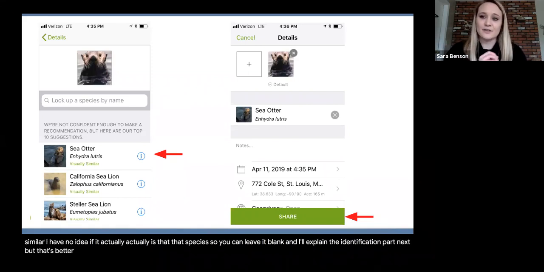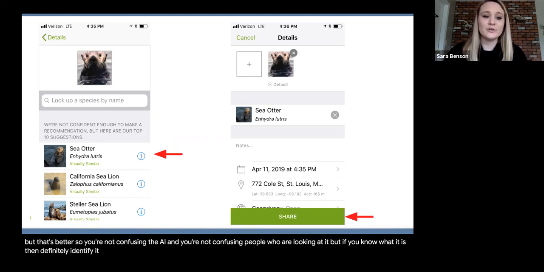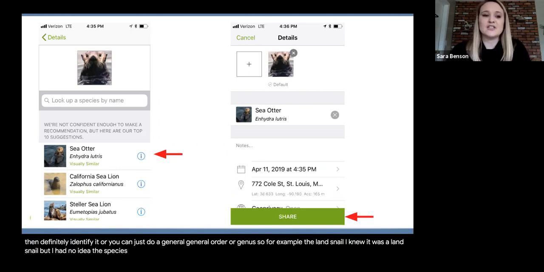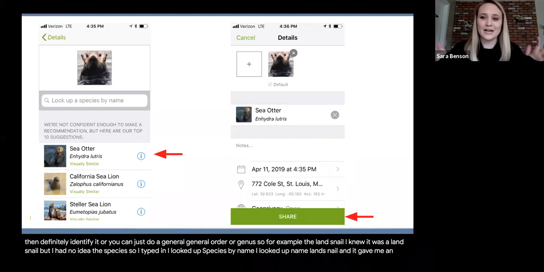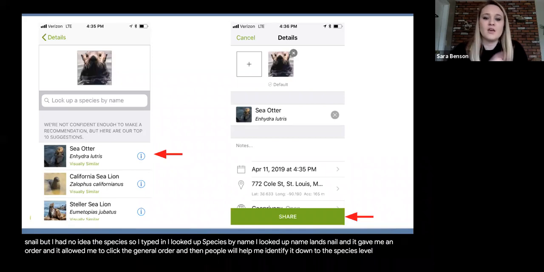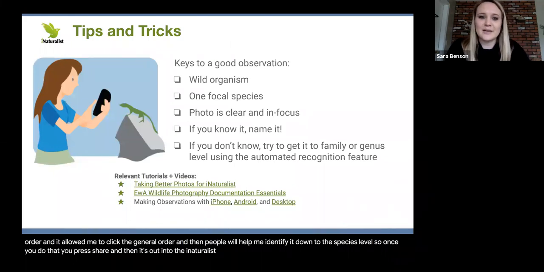But that's better, so you're not confusing the AI and you're not confusing people who are looking at it. But if you know what it is, then definitely identify it. Or you can just do a general order or genus. For example, the land snail, I knew it was a land snail, but I had no idea the species. So I looked up the name land snail, and it gave me an order, and it allowed me to click the general order, and then people will help me identify it down to the species level. So once you do that, you press share, and then it's out into the iNaturalist community.